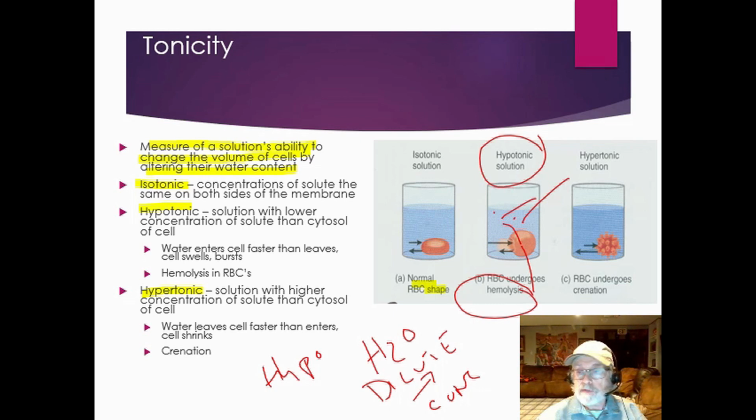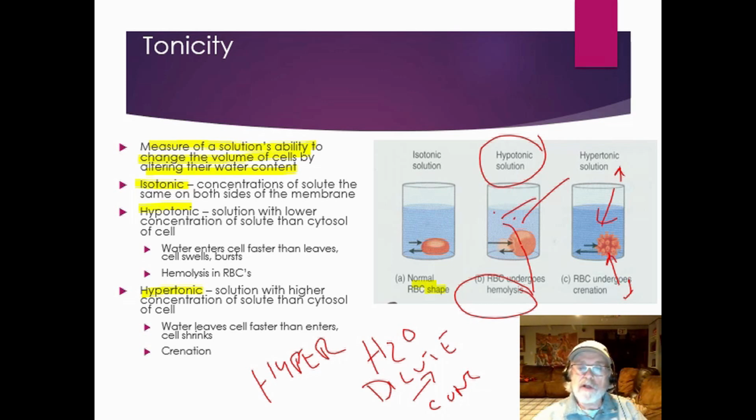It's called hemolysis. On the other hand, if I have something that's hypertonic, okay, hyper means excessive or high. So now let's say I stick that same red blood cell in a solution where we have a higher solute concentration on the outside, in the extracellular area, and lower on the inside. So the inside of the cell is more dilute, and the outside of the cell is more concentrated.